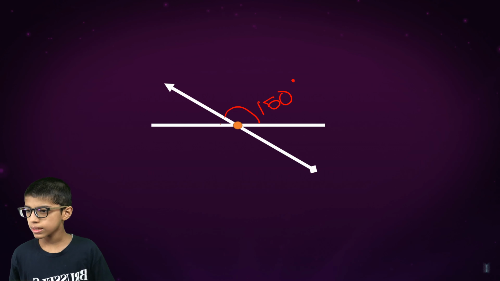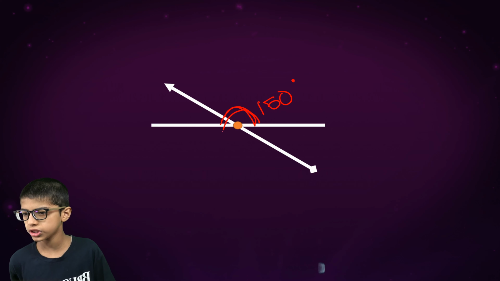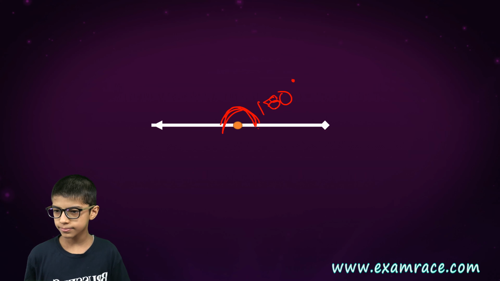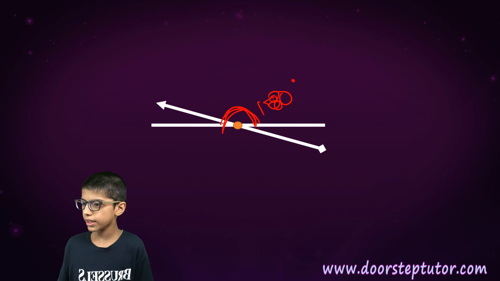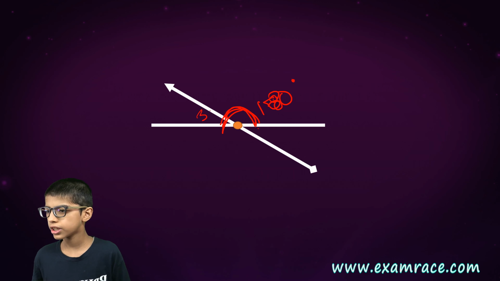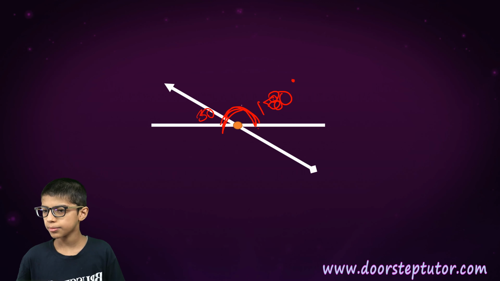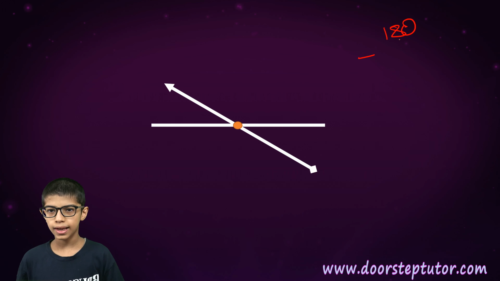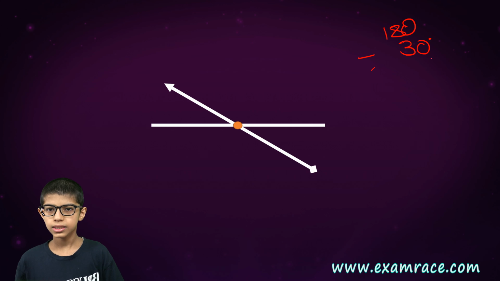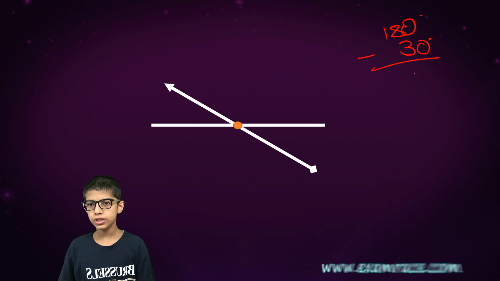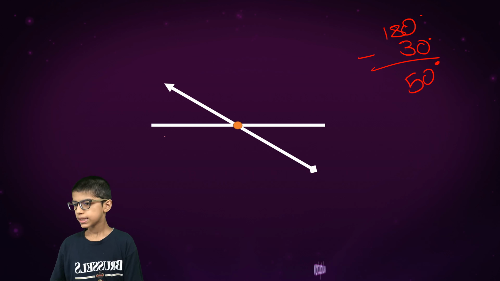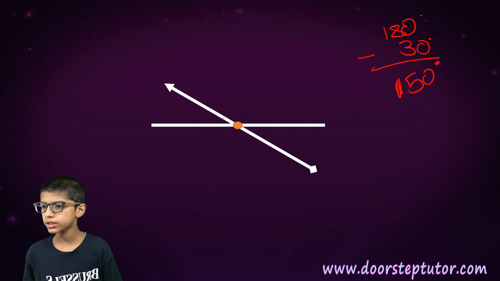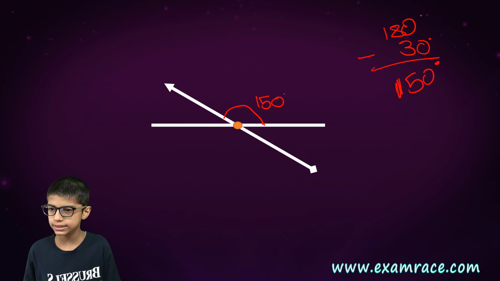But why? Because the whole straight line is equal to 180 degrees. And if we cut the 30-degree portion, then the remaining would be 150. How? 180 minus 30, which gives us 150 degrees. Therefore, this angle would be 150 degrees.